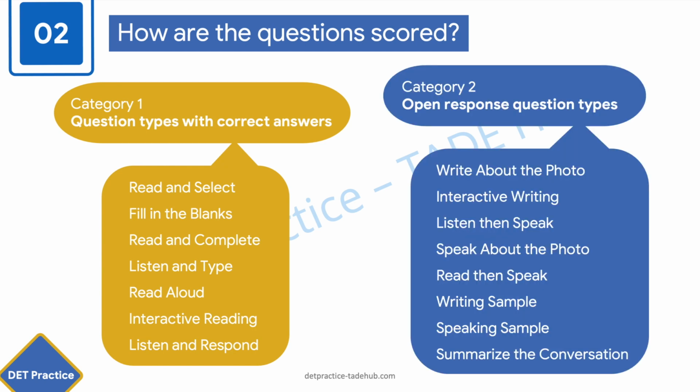The second one is open response question types. Each student's answer to these questions is completely different compared to other students, including the following item types: write about a photo, interactive writing, listen then speak, speak about a photo, read and speak, writing sample, speaking sample, and summarize the conversation.